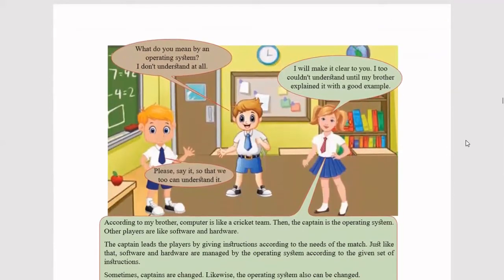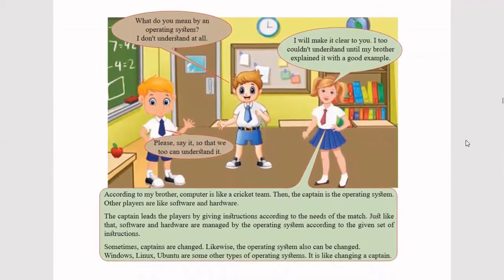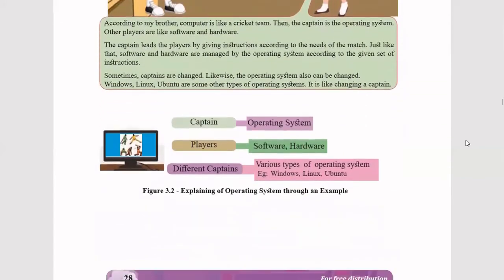Here they have given a nice example for you to understand the main role of an operating system. They're saying the operating system is like the captain of a cricket team. The captain is the one who will lead the other players based on the given instructions and try to win the game. Similarly, all the hardware and software are managed by the operating system based on the given instructions.